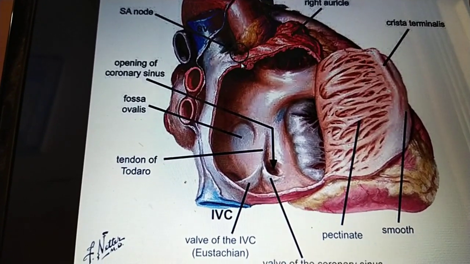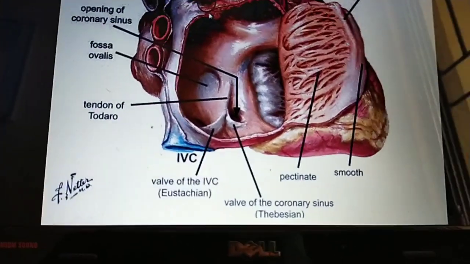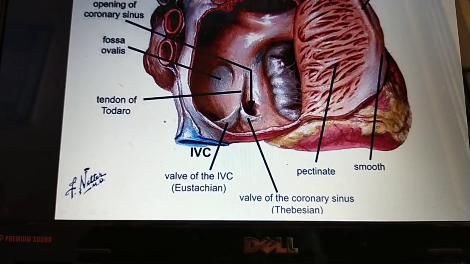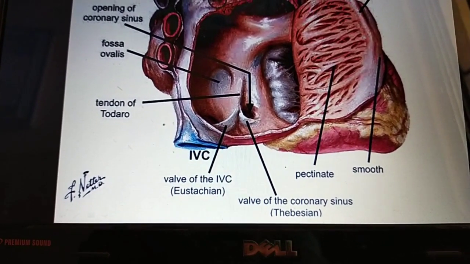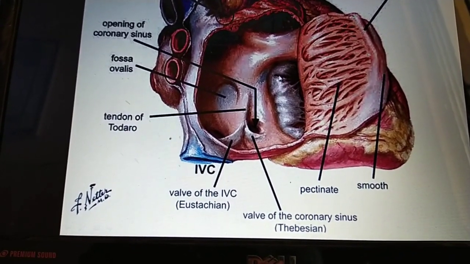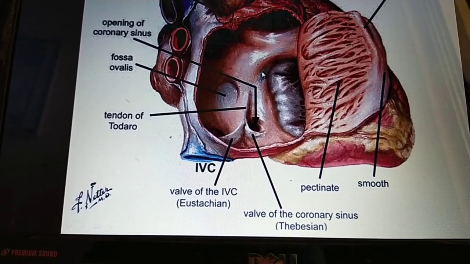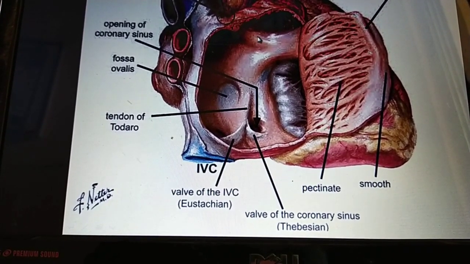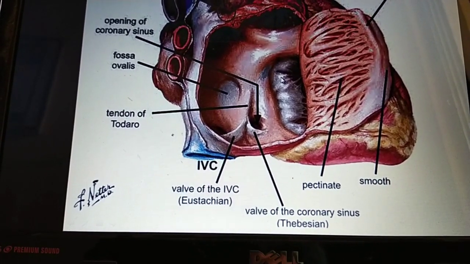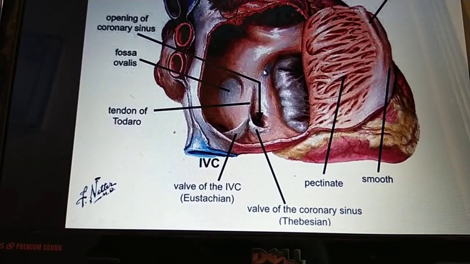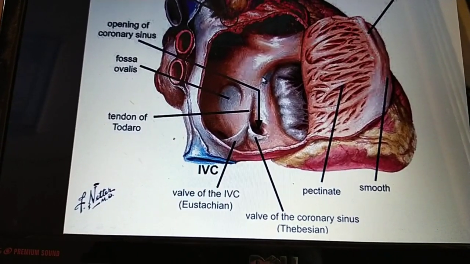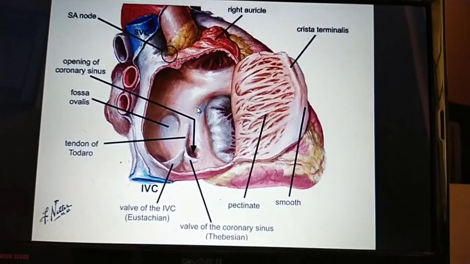Just above that you can see the SA node of the heart, and you can see another one, the AV node. Just above this is the tricuspid valve of the heart, or atrioventricular valve. Just above the atrioventricular valve, lateral to the interatrial septum, you can see the AV node. This is about the right atrium.